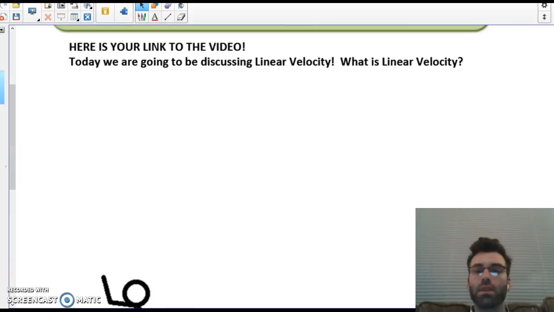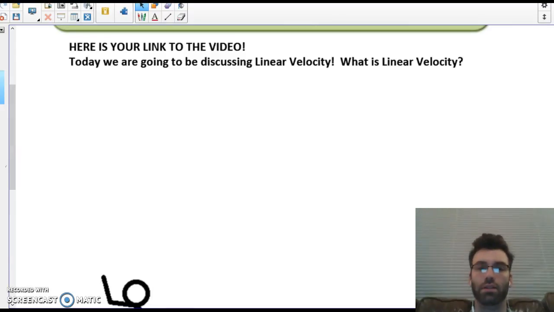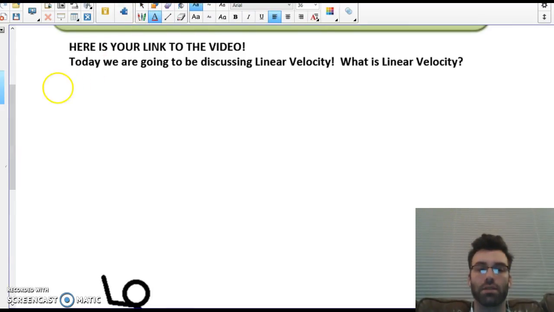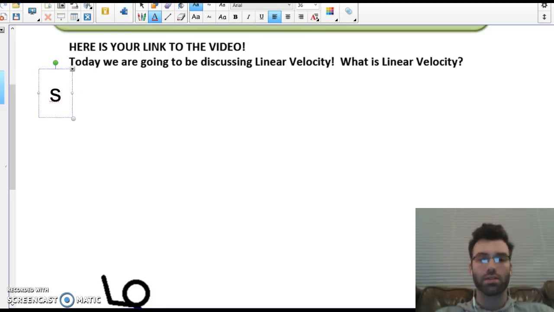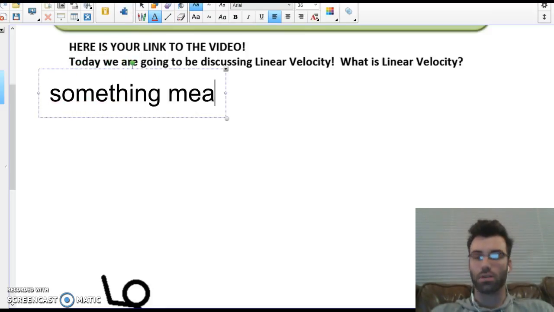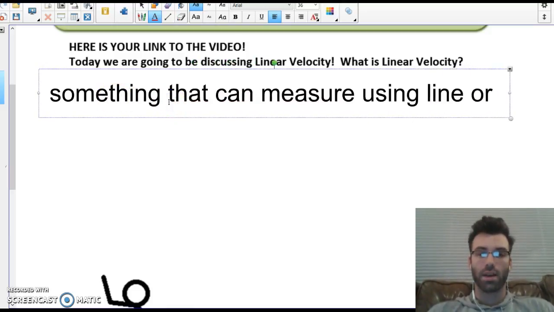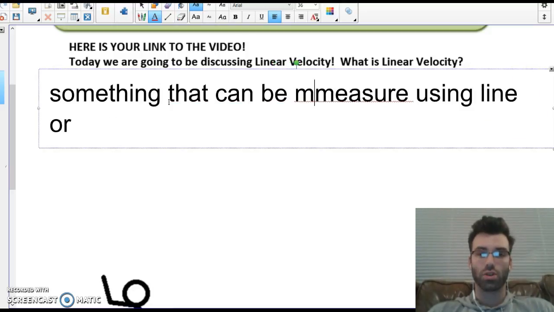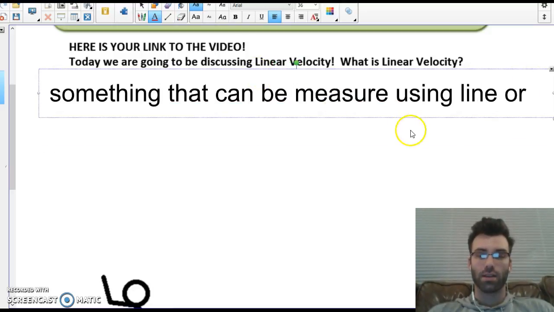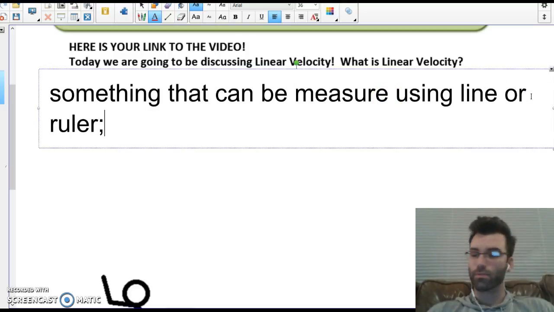So yesterday we did angular velocity. Today we're doing linear velocity. Big difference in linear velocity. Linear is something that can be measured using a line or ruler. It's feet per second.